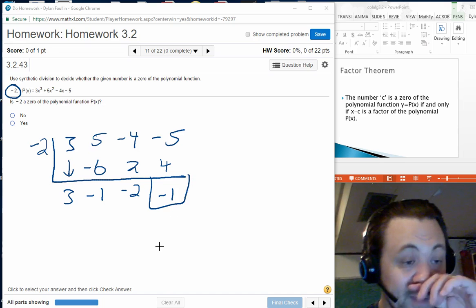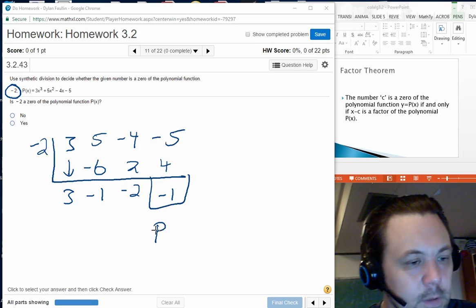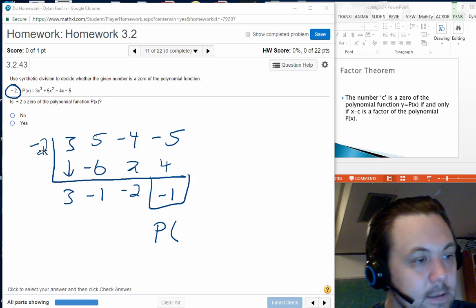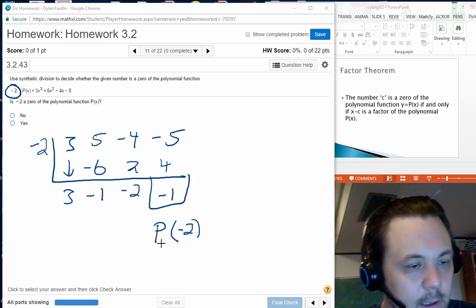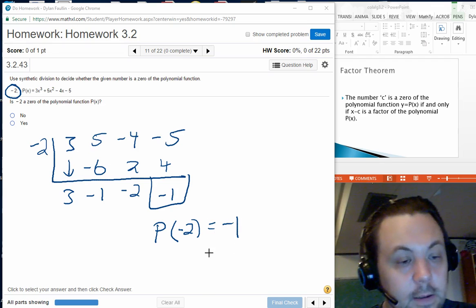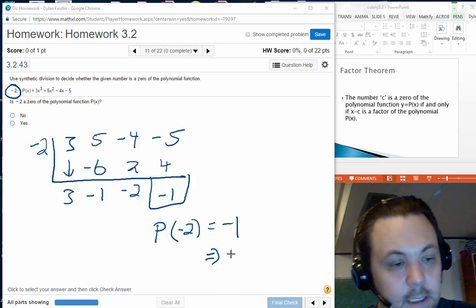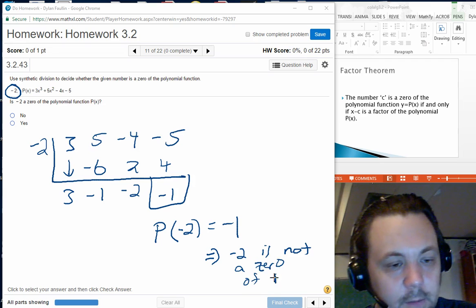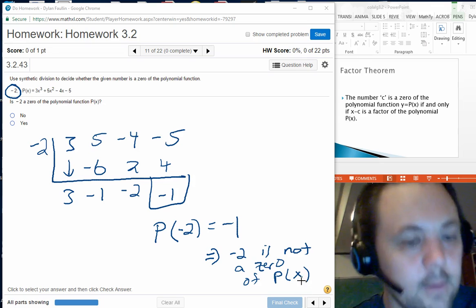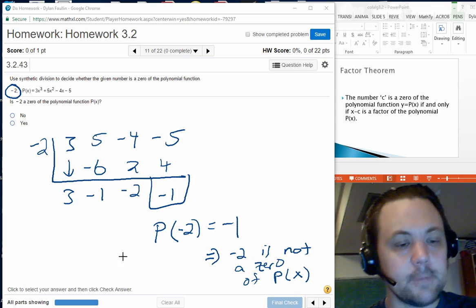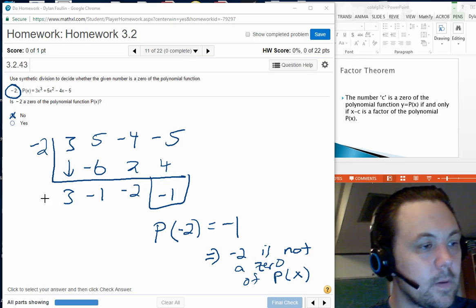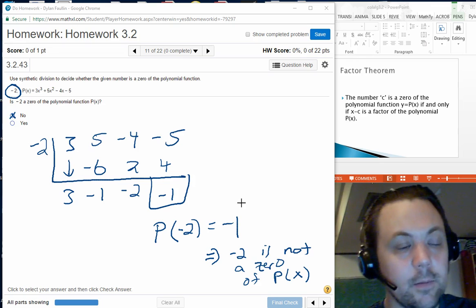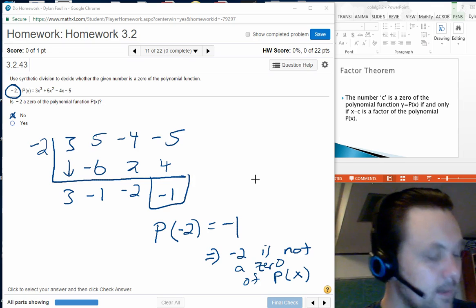This time, the remainder is -1, which again tells me something. It tells me if I were to take C, which is -2, and plug it into this polynomial, p of x, the answer will come out equal to -1, but that's not 0. So this tells me that -2 is not a 0 of p of x. All right, so I'd answer no up here. It's not a 0. It doesn't make the polynomial equal 0. It's not a 0 of the polynomial.